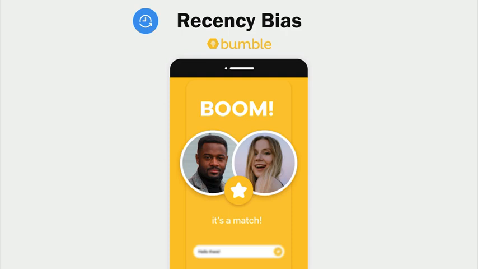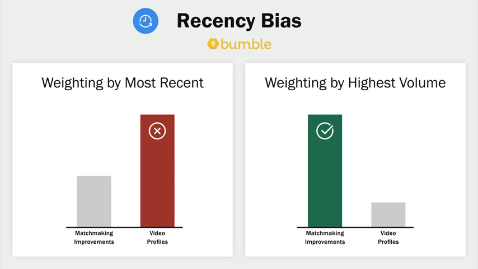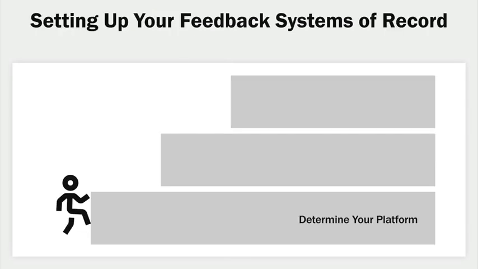To illustrate this, recall the hypothetical Bumble example we talked about earlier. Without an FSOR, Bumble PMs might not have realized the requests for video profile pictures aren't objectively as requested as matchmaking improvements, and made a suboptimal prioritization choice. So we know that FSORs are important for mitigating recency bias. Next, let's talk about how to set up an FSOR.